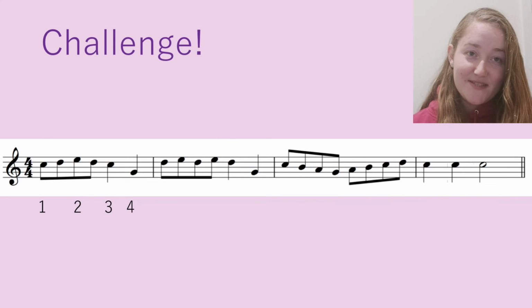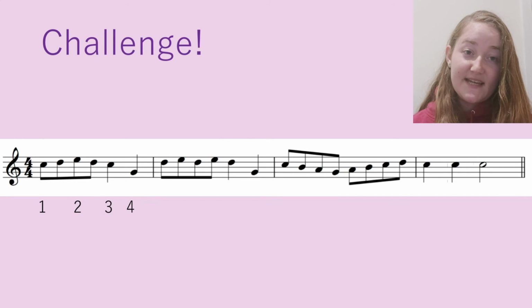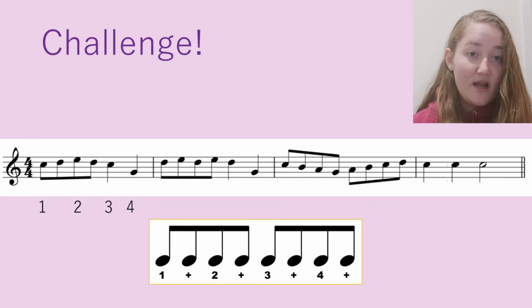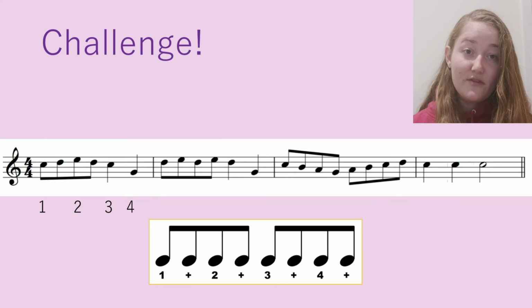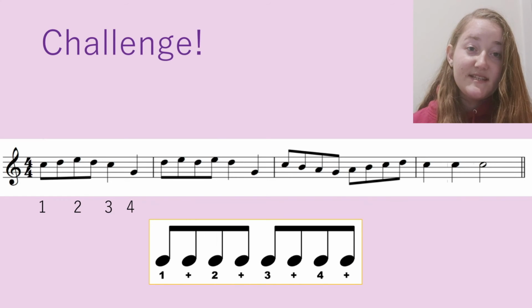An easier way to count it, when you have quavers, is to say an "and" in between the numbers where a quaver falls, like this picture shows. This can help you to clap or play the quavers with the right rhythm. So this is how you would count it. 1 and 2 and 3 and 4 and.